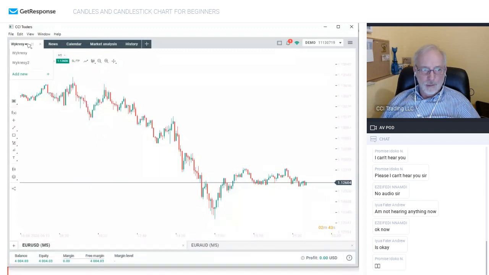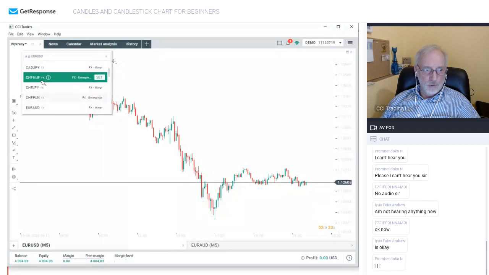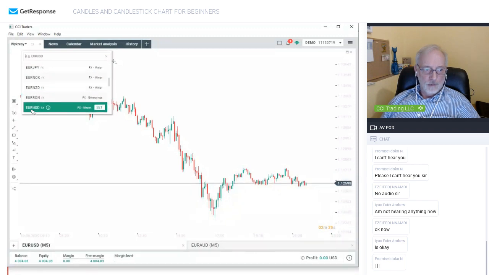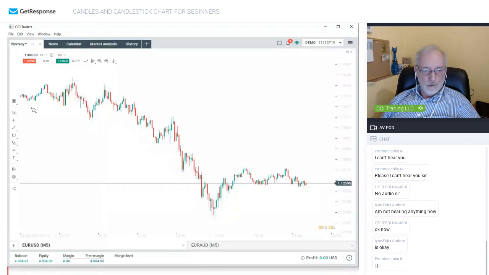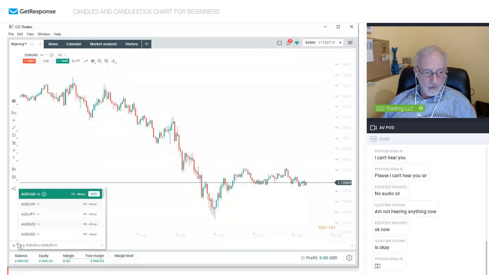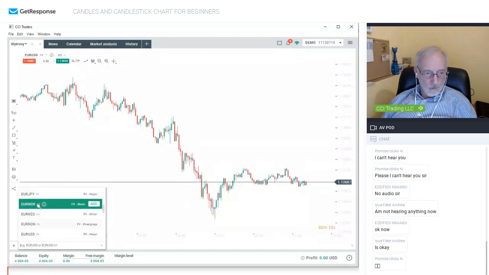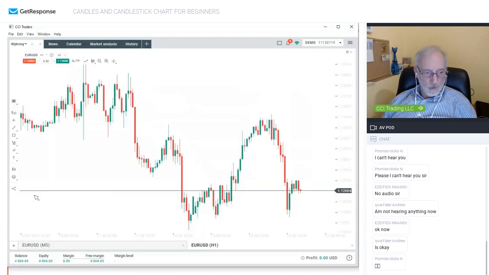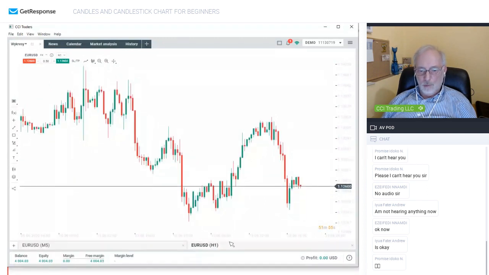Now let's open another euro to dollar. We choose another euro to dollar from the list of instruments. This one we will close. Here we add another euro to dollar. We have two different time frames. Here is a 5 minute chart. Here is a 1 hour chart.